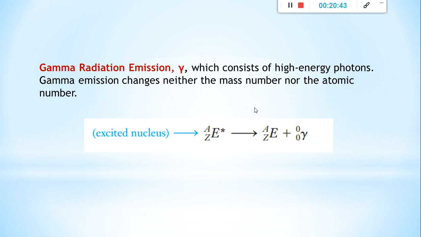So we have here gamma radiation emission. So it consists of high energy photons. Gamma emission changes neither the mass number nor the atomic number. So we have here an example. We have here an excited nucleus. It emits gamma radiation, but it will not affect the mass number nor the atomic number of that nucleus.